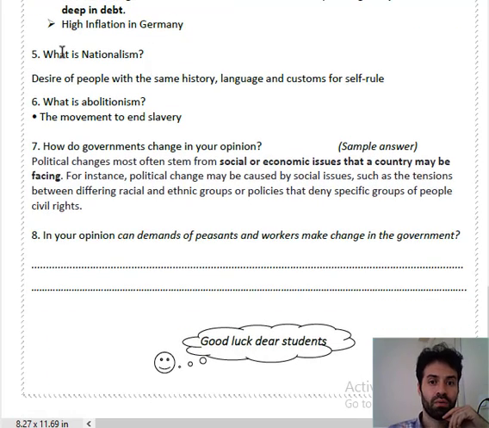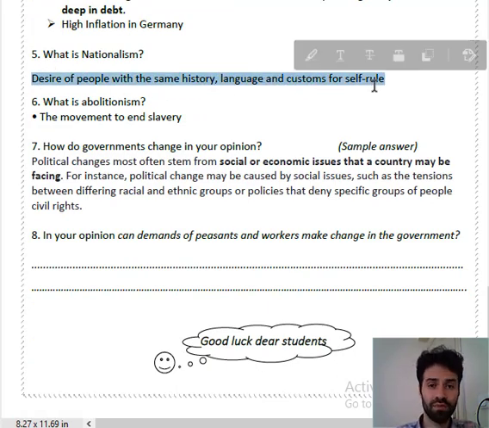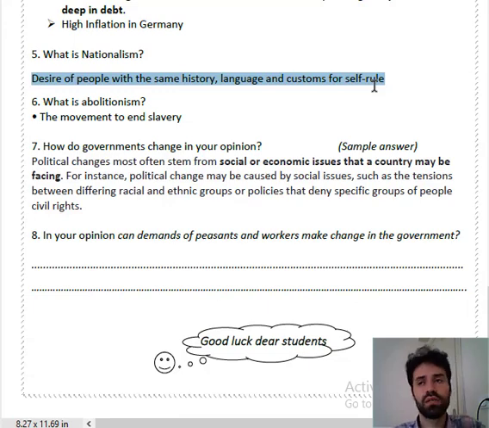Okay. What is nationalism now? Nationalism is a desire of people with the same history, language, and customs for self-rule. It's self-rule. So it's kind of a tendency to love your country and want your own country to control it for yourself. Like people want their own country to be controlled by their own people, not to be colonized, not to be, let's say, controlled by other countries or other nations.